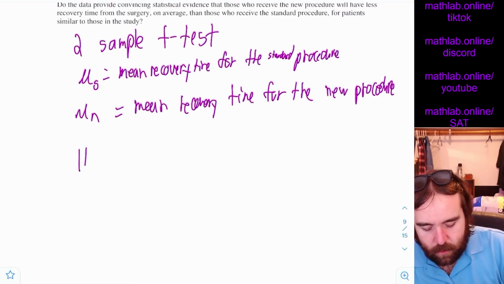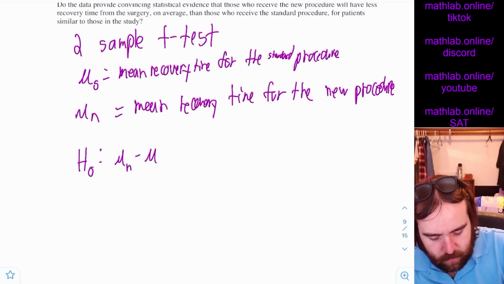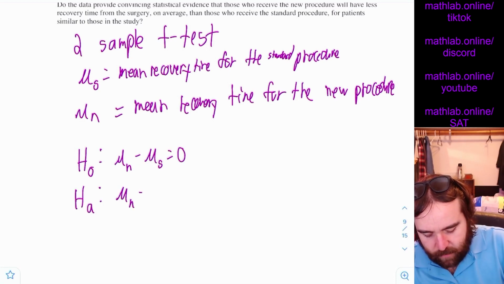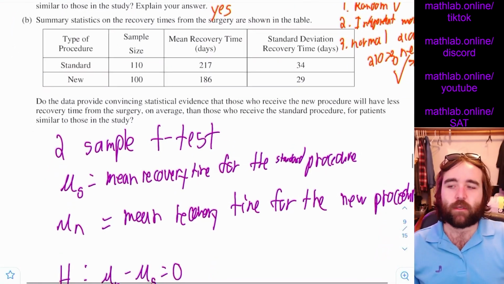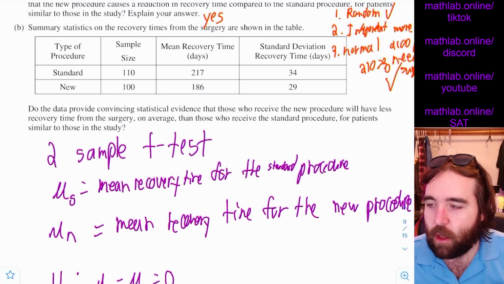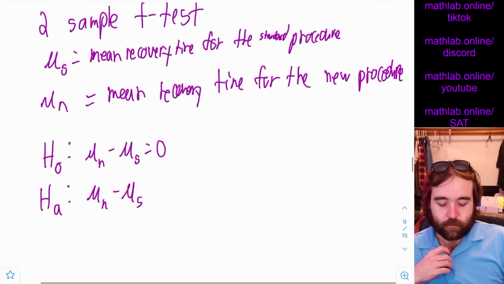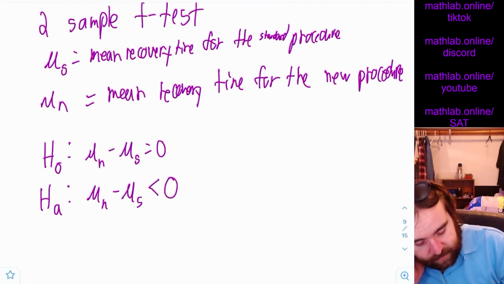So now we can set up our nulls. Our null is that the mean new minus the mean standard is equal to 0. And then the alternative, we need to make sure we're going the right direction. So let's reread it. Do they want a difference, or do they want one to be more than the other? Do the data provide convincing statistical evidence that those who receive the new procedure will have less recovery time from the surgery on average? Okay, so we want this to be less than 0 then, actually. Okay, let's rejig that then.